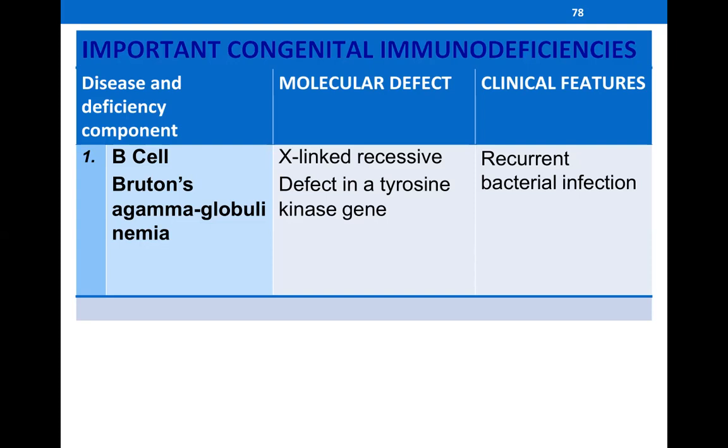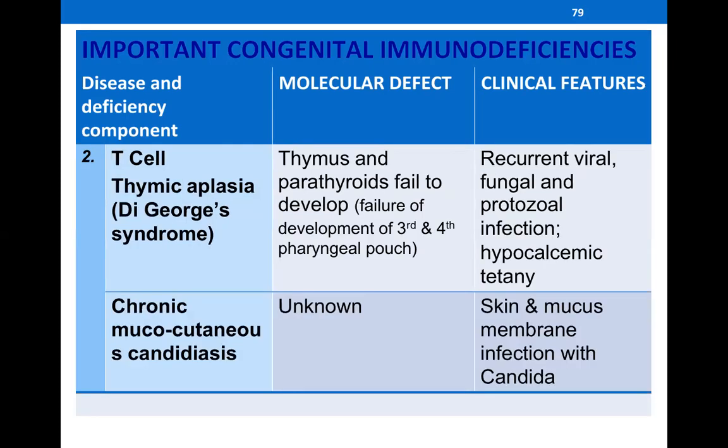Let's go now to your T cell. Your T cell involves your thymic aplasia. As you all know, T cells are differentiated and matured in the thymus. Thymic aplasia meaning you don't have thymus, as well as your parathyroids. The molecular defect of which is actually genetic. Now there is a failure of the development of your third and your fourth pharyngeal pouch. This is also known as your DiGeorge syndrome.